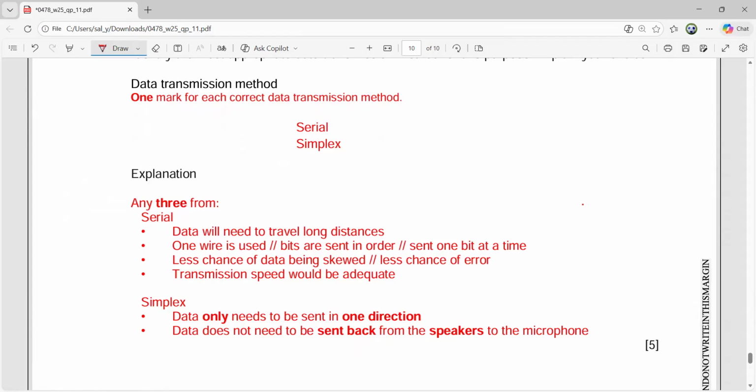And for simplex, data only needs to be sent in one direction. Data does not need to be sent back from the speakers to the microphone. So if you have written the answers properly, identified the transmission methods like serial or simplex, and then described them properly, that will give you 5 out of 5.